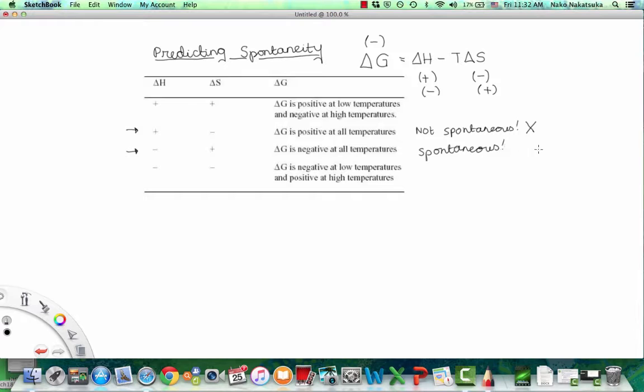So as you can see, we're predicting whether the reaction is going to be spontaneous or not spontaneous based upon the signs of these two values alone. But what if you have, in this case, positive delta H and positive delta S? In this case, it's actually going to depend on what the temperature is, because depending on what factor you're multiplying the delta S value by, you might end up subtracting a very small value or a very large value. So in this case, delta G is positive at low temperatures when you're multiplying by a very small number, and negative at high temperatures. So in this case and this case, you're not going to be able to tell unless you actually solve the equation by putting in the temperature value.